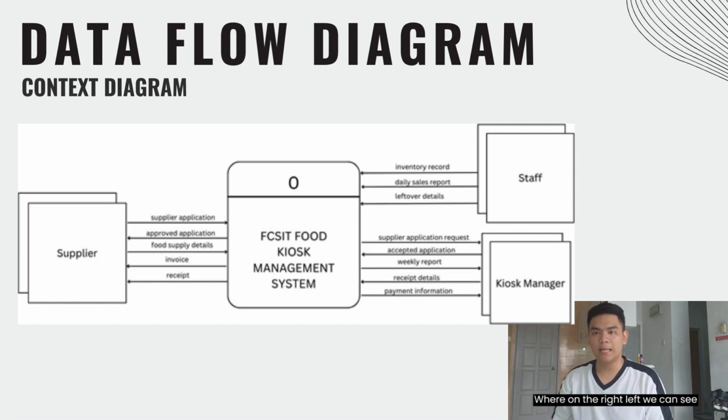While on the right, we can see there's a kiosk manager, where the kiosk manager will receive the supplier's application request and will accept the application. They also receive the weekly report that was sent out by the staff, and will send out the receipt details to the suppliers and will receive the payment information that is needed to pay the suppliers.